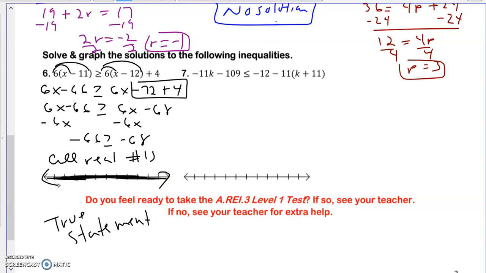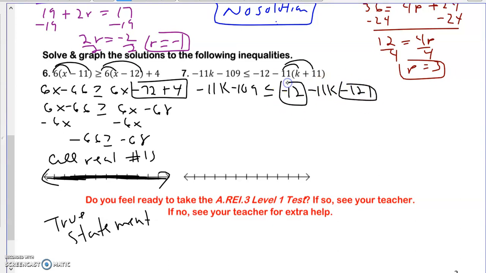Taking a look at the last problem, I'm going to distribute. So I get a negative 11k minus 109 is less than or equal to negative 12. That's going to get me a negative 11k, and that's going to get me a minus 121. I'm going to combine the whole numbers on the left side, so I get a negative 11k minus 109 is less than or equal to negative 133 minus 11k.